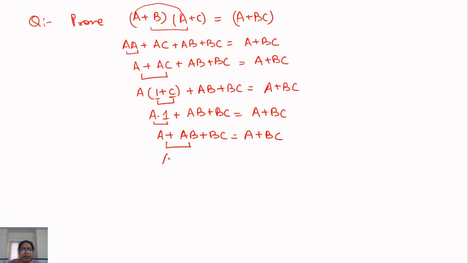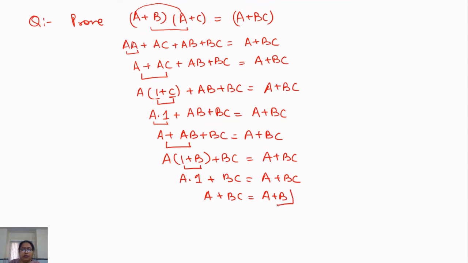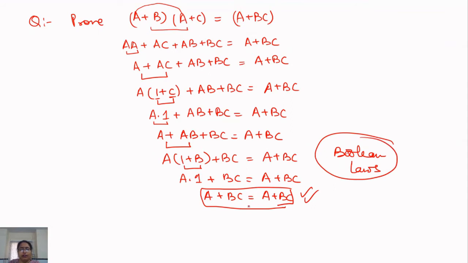So this a is common. This is a(1 + b) + bc equal to a plus bc. Now 1 plus b is equal to 1. So this is a into 1 plus bc equal to a plus bc. So this is a plus bc equal to a plus bc. So this is proved. Using these Boolean laws, you can prove and also you can reduce any Boolean expression.